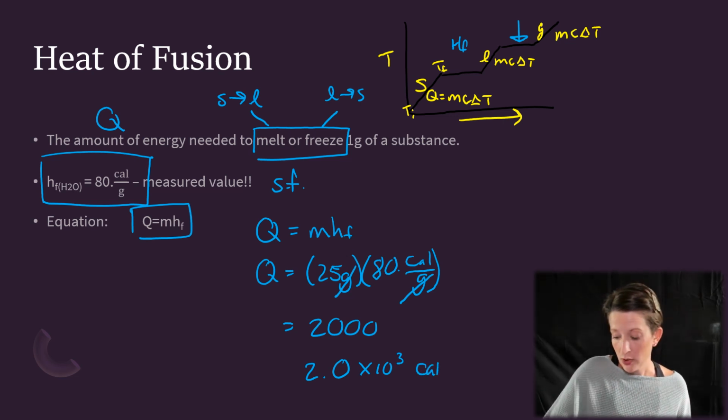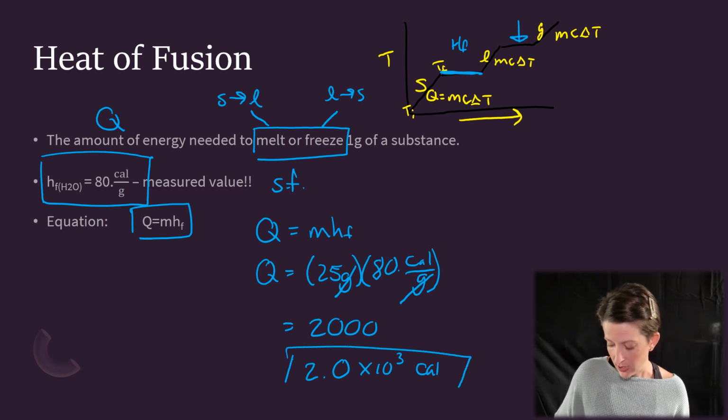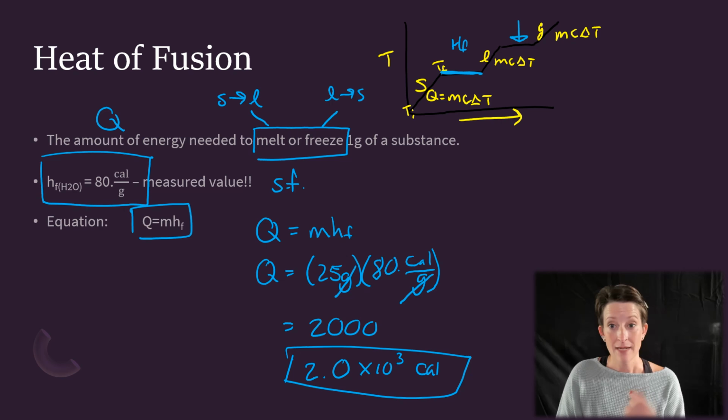So if we're looking at this transition right here from a liquid to a solid or a solid to a liquid for 25 grams of that water, it would take 2,000 calories of energy to input that phase change.